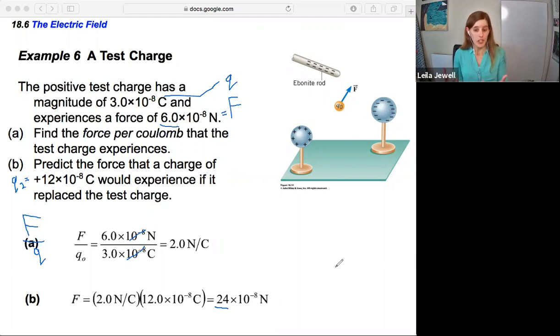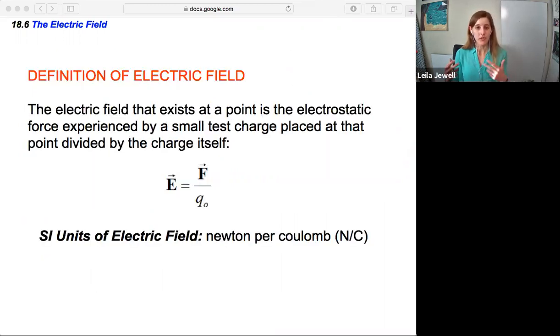So that matched exactly what we expected. Now this force divided by charge seems a little strange, but it is also really useful. And this, it turns out, is our definition of the electric field. So we came about it from a roundabout way, but this brings us to the electric field.